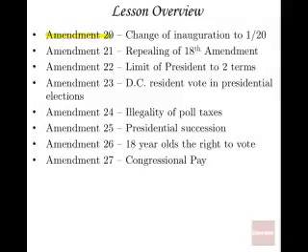So the 20th Amendment dealt with a change in inauguration, at least for the president, to January 20th. The 21st Amendment was repealing of the 18th Amendment. The 22nd Amendment limits a president to 2 terms. Amendment 23, D.C. residents now vote in presidential elections. Amendment 24 makes illegal poll taxes.